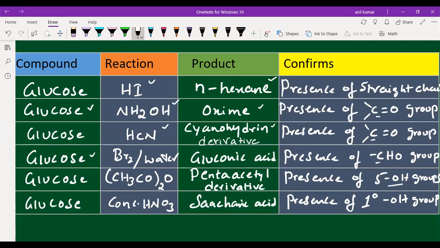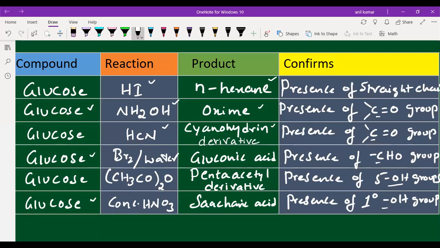And in the last one, glucose is reacting with concentrated nitric acid. The product we get is saccharic acid. Saccharic acid contains 2 carboxylic acid groups, above as well as below the molecule, and the middle has CHOH groups. Thereby this reaction confirms that glucose has one primary alcoholic group, which you can see at the bottom.